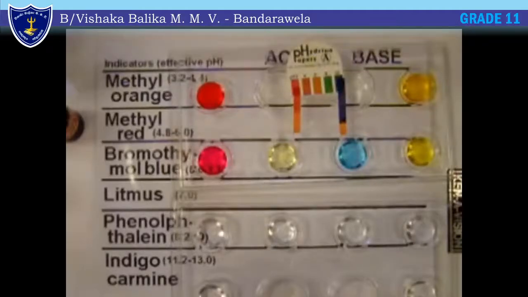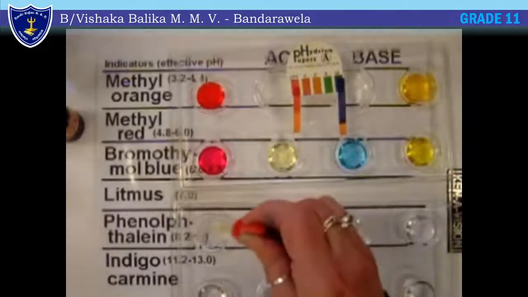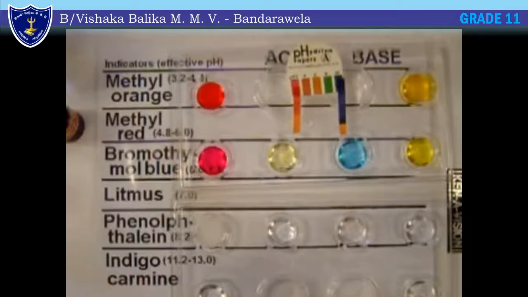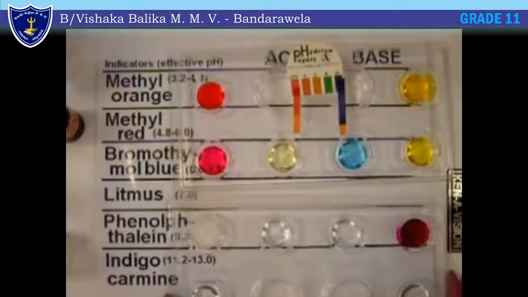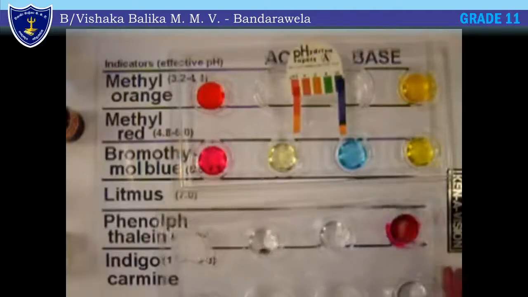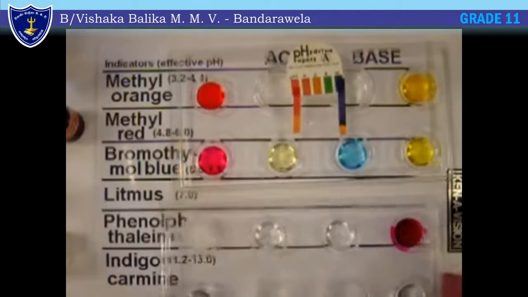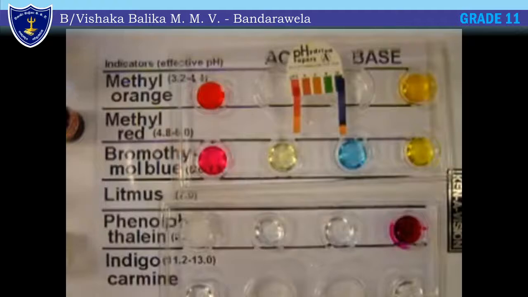Phenolphthalein is a colorless liquid. When you put phenolphthalein, it turns whitish color in acids, or sometimes colorless in acids, but in bases nice pink, blue, purple color comes, purplish pink color. That is the change of the phenolphthalein in bases.